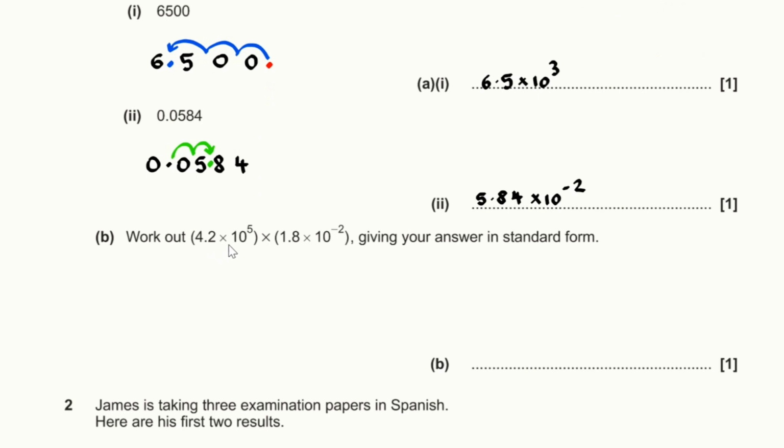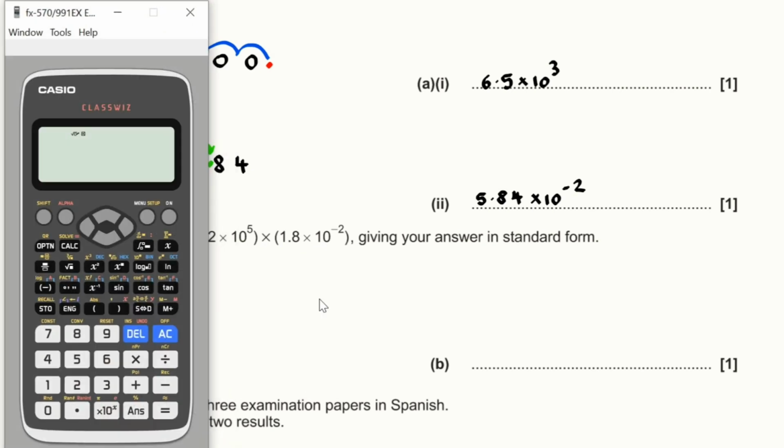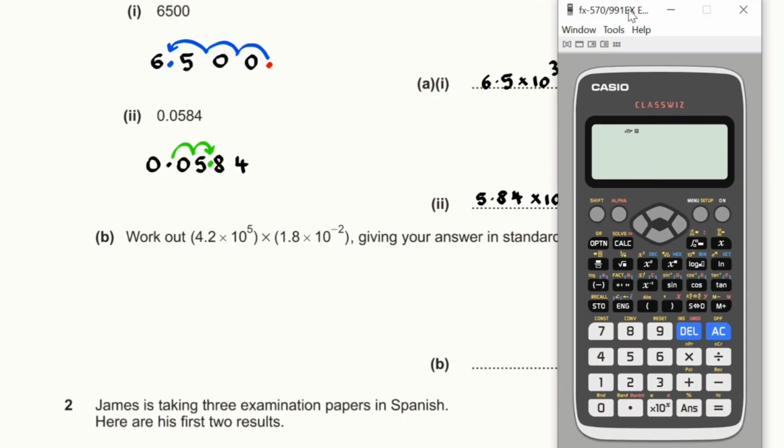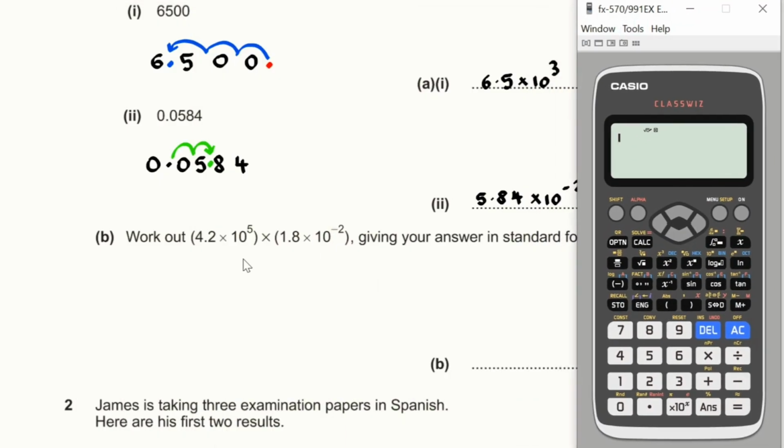Now we have to work out 4.2 times 10 to the power of 5 times 1.8 times 10 to the power of minus 2, giving an answer in standard form. Well, on our calculator, let's first of all type in this calculation. We've got 4.2 times 10 to the power of 5 multiplied by 1.8 times 10 to the power of minus 2. And if we work out this, we get 7,560.